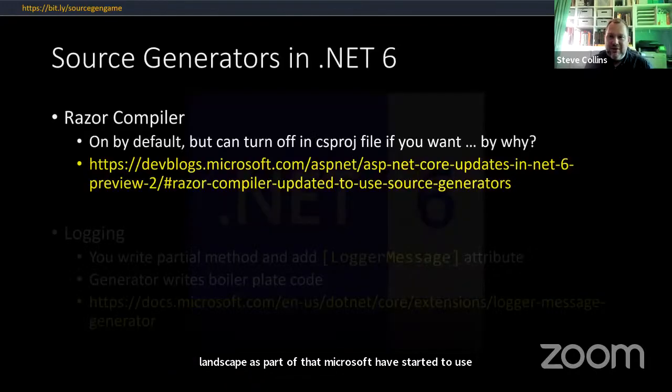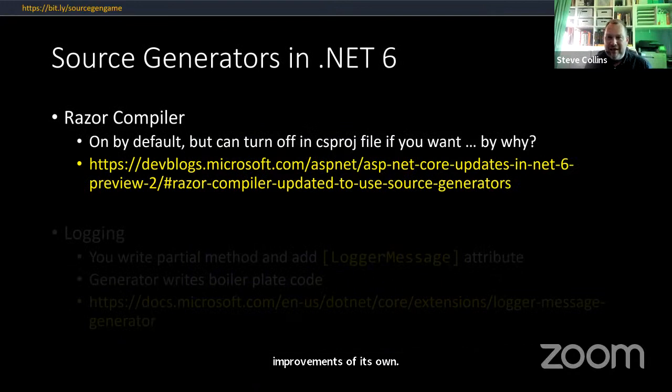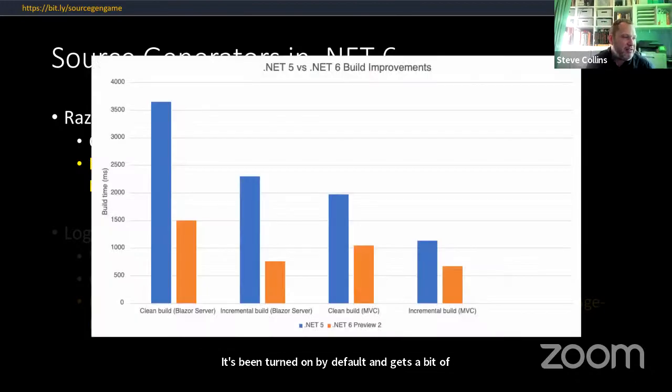The first is the Razor compiler, and there's not a lot to say about that other than it's been turned on by default and gets a bit of a performance boost. So back when this was in preview, this was the graph that was shown on the blog about the improvements in Blazor and MVC by using the Razor compiler.